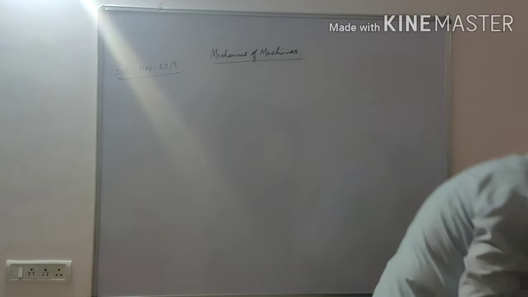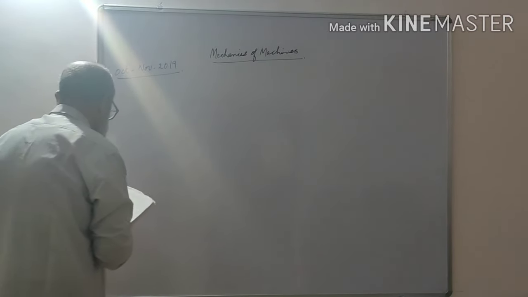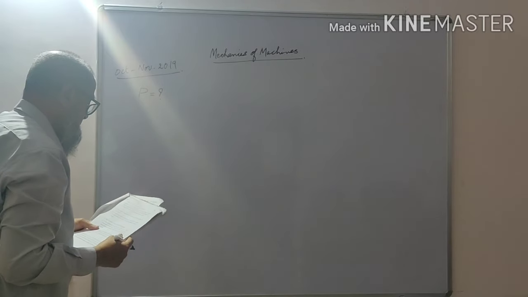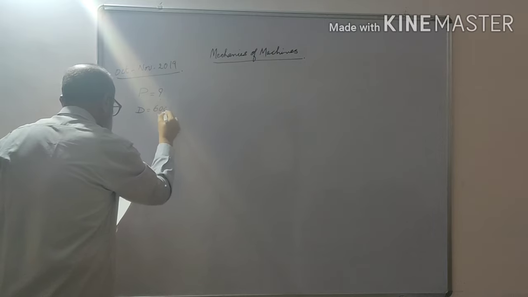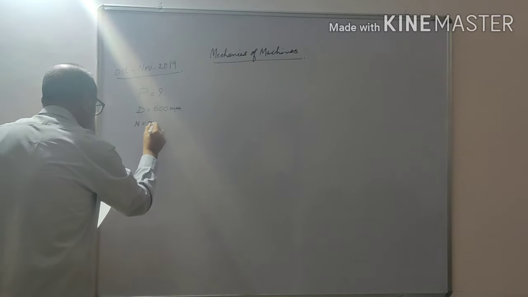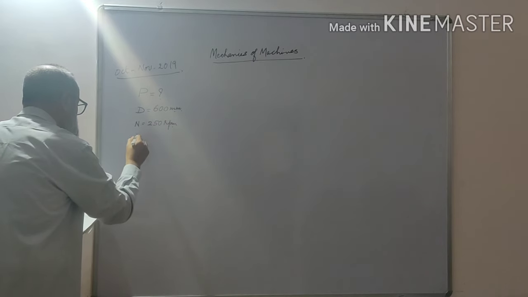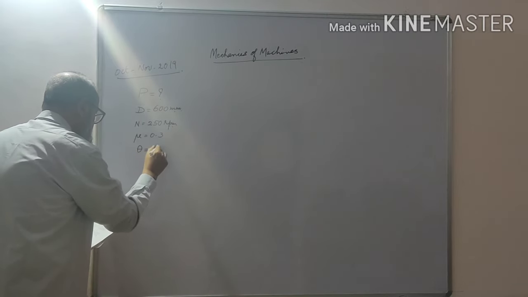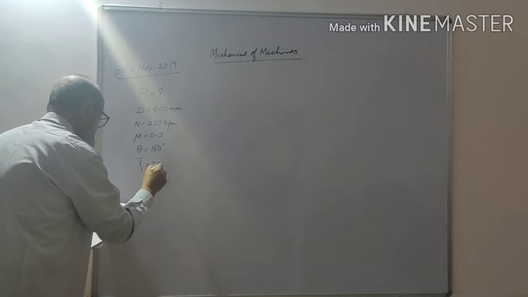Now, question number 12b for 5 marks. Calculate the power transmitted, P, by a belt running over a pulley of 600 mm diameter, the dia of the pulley is 600 mm, at 250 rpm, so capital N is 250 rpm, the coefficient of friction between belt and pulley, that is mu, is 0.3. Angle of lap, that is theta, is 150 degree, and maximum tension in the belt, that is T1, is 2500 Newton.